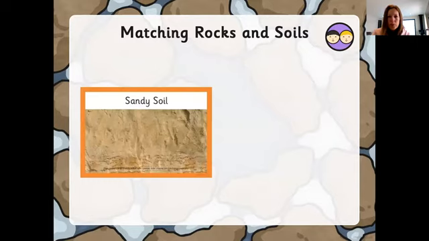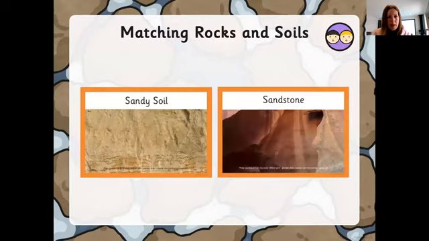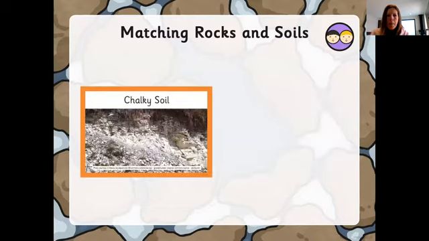Then we've got sandy soil. What sort of rock do we think that might have come from? Sandy soil, again, it's a bit of a clue in the name, sandstone. So sandy soil is made up of sandstone that's been eroded away, broken down and mixed with all those different ingredients to create sandy soil.